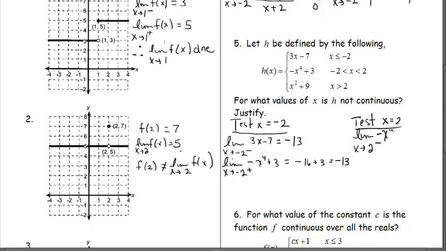on the middle piece, that would give -13. The right-hand limit, plug in 2: 2 squared, 4, plus 9 is 13. So there's going to be a jump discontinuity there because this y value is at -13 and then this one's at 13.